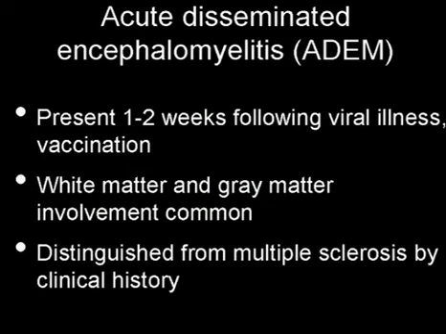And finally, to finish up, just to talk very briefly about ADEM, or acute disseminated encephalomyelitis. It's not really an infectious disease, but falls under the purview of diseases that we may see in patients in the setting of recent infection. Typically, this occurs 1 to 2 weeks following viral illness or vaccination. And unlike some demyelinating diseases, we can see gray matter as well as white matter involvement. It's sometimes hard to distinguish on an imaging basis from other demyelinating disease, especially multiple sclerosis, and so sometimes we'll need to take a look at the clinical history.